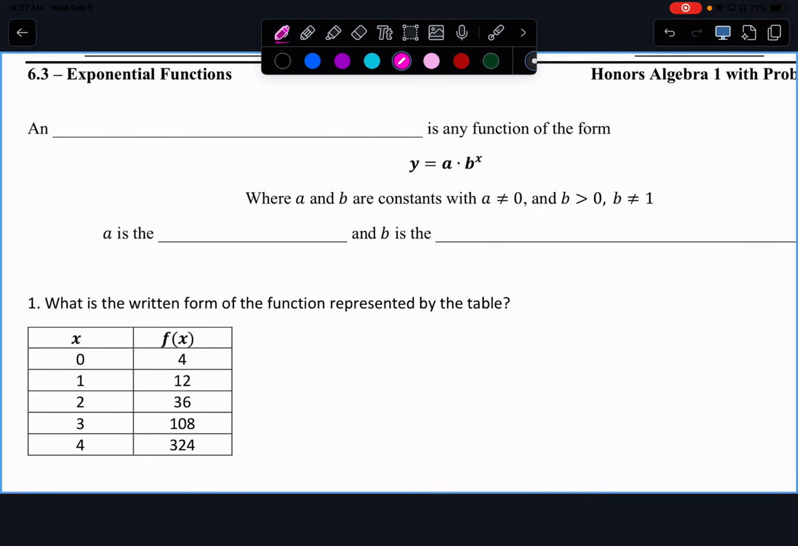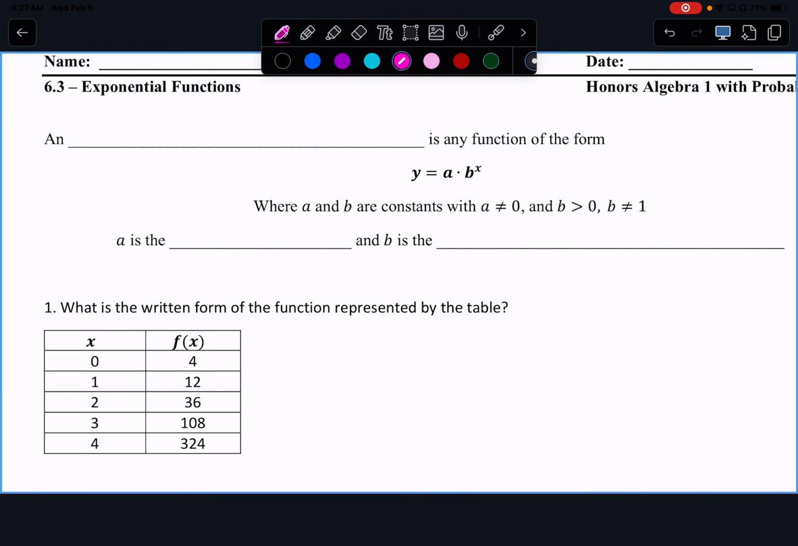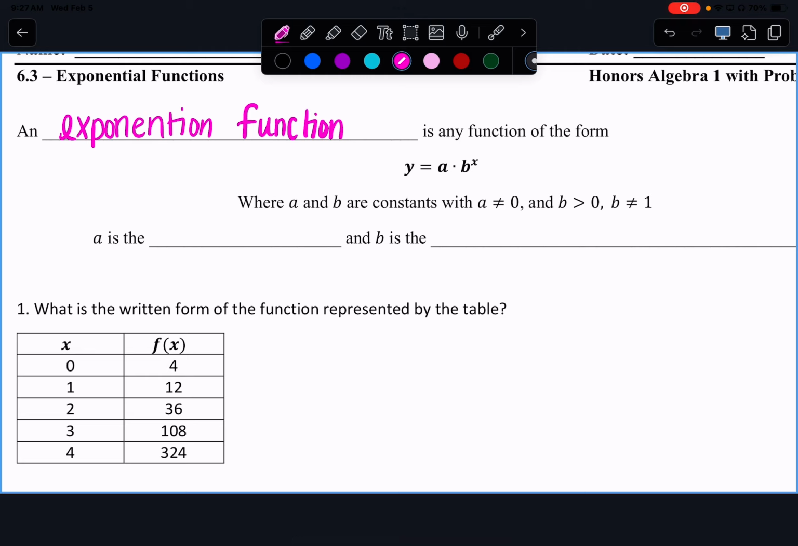All right. So we're going to look at 6.3. An exponential function. You see how the word's right above it? I'm just drawing here. An exponential function is a function written in the form of y is equal to a times b to the power of x.